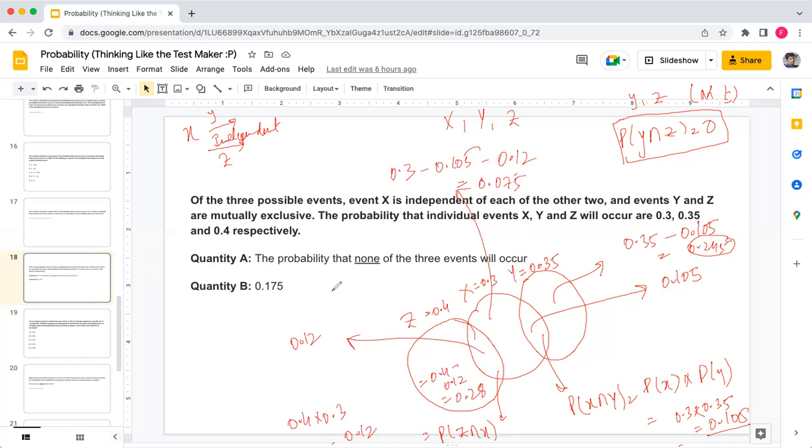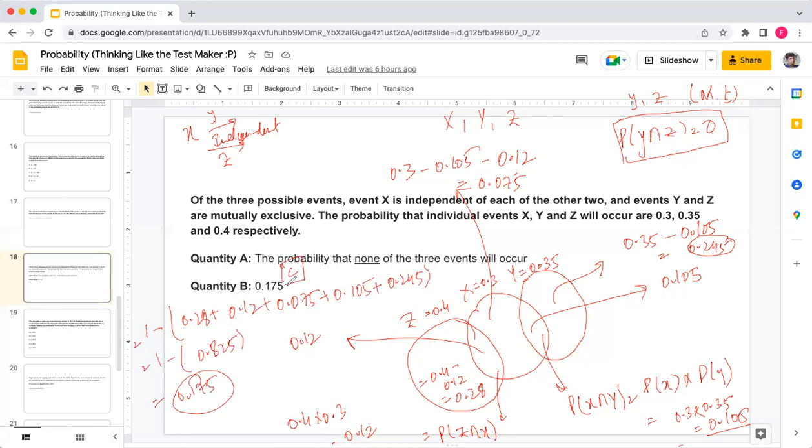So first of all, tell what the question is saying: the probability of none of these two events. So just add all of these and subtract this from 1. You will get none of these events. So 1 minus, now see, 0.28 plus 0.12 plus 0.075 plus 0.105 and plus 0.245. Just add this. This is 1 minus 0.825, and this is equal to 0.175. That's why the answer is C.